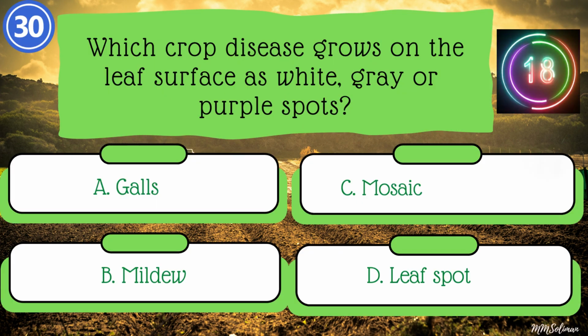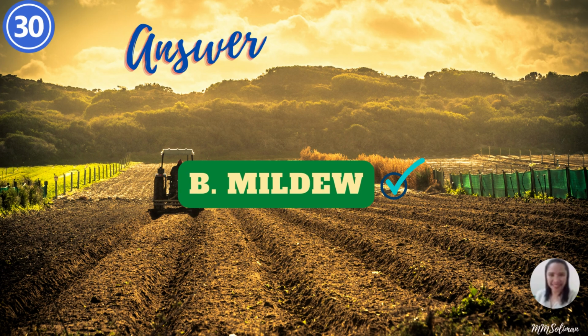Which crop disease grows on the leaf surface as white, gray, or purple spots? A. Galls. B. Mildew. C. Mosaic. D. Leaf spot. Mildew. Mildew refers to certain kinds of mold or fungus. The term mildew is often used generally to refer to mold growth. Usually with a plaque growth habit, molds include all species of microscopic fungi that grow in the form of multicellular filaments called hyphae.